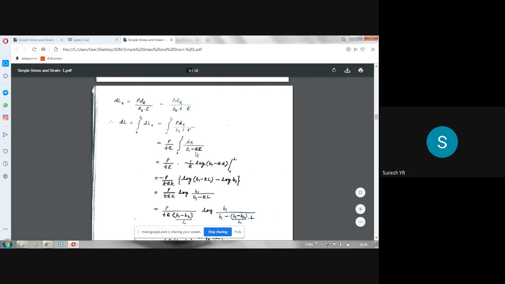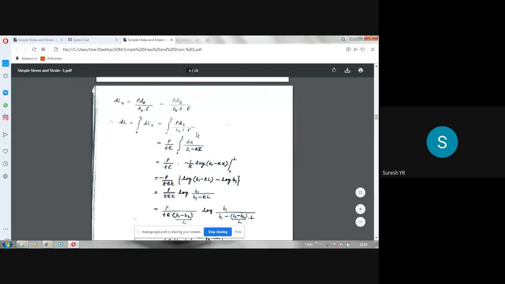You should know the integration formula. The integration of 1 over a minus bx will be a log. That is minus 1 by b into log of a minus bx. So you should be knowing the integration formula, otherwise you cannot substitute here. The integration of 1 over a minus bx is minus 1 by b into log of a minus bx. That is how it is written.